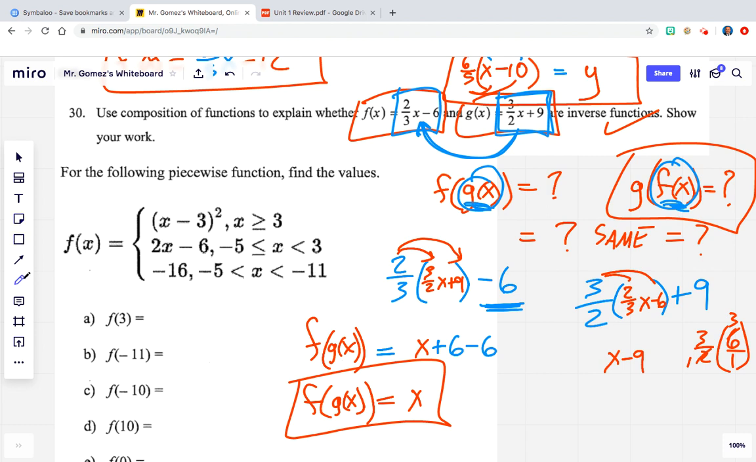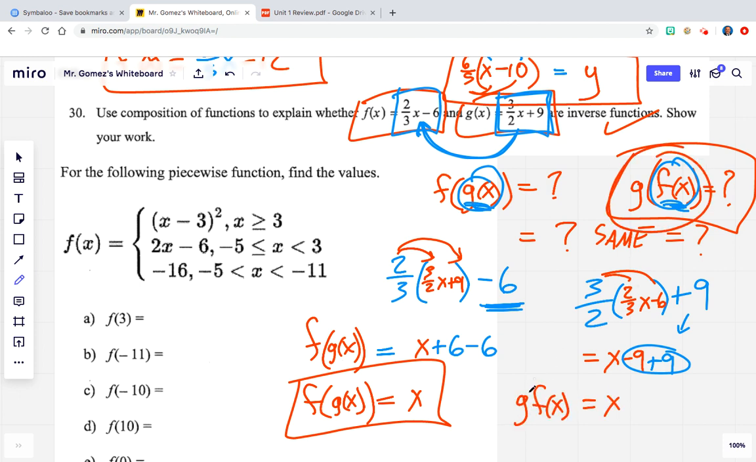Okay? And then I still have this positive 9 to bring down. I haven't worked with that one yet. So I'll just bring this down and I'm adding 9. And sure enough, there's another cancellation form of 0 so that you know you're going to end up with just x from this g of f of x piece.